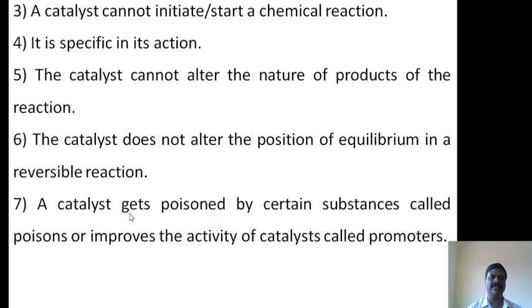And the seventh character of a catalyst is that a catalyst gets poisoned by certain substances called poisons, or its activity is improved by substances called promoters. Therefore, there are two types here. One is the catalytic poison, which slows down the rate of the reaction, the activity decreases, and that is called a poison. And when the catalyst activity is increased or improved, that is called a promoter. These are a few characters of catalysis.